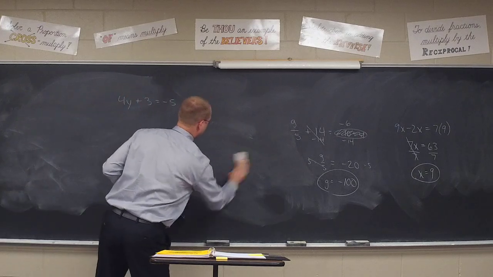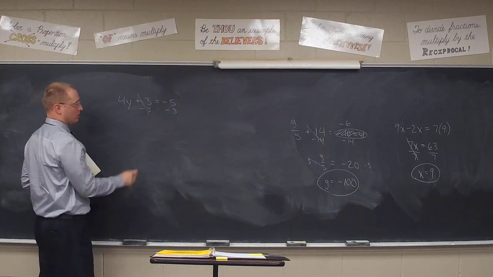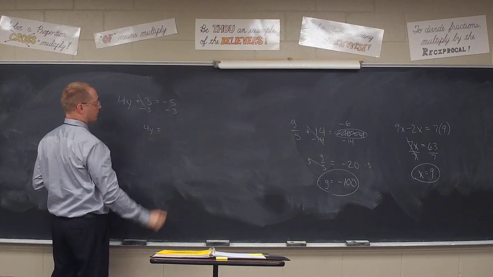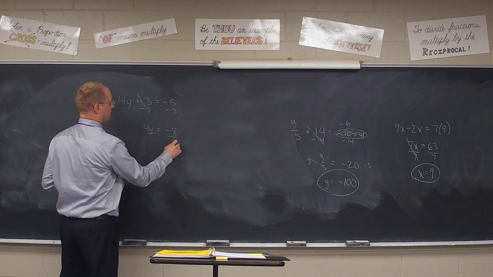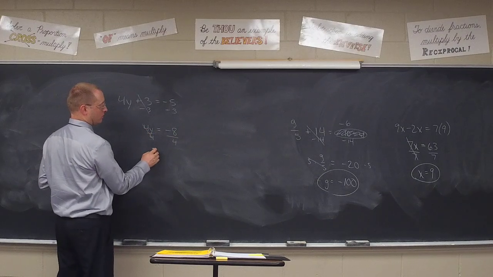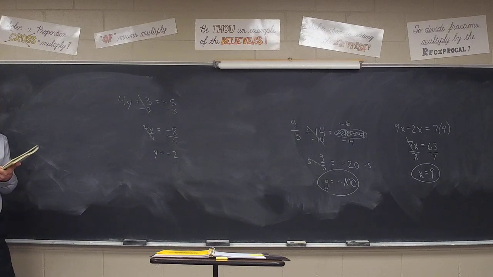Put a negative 3 on each side. Excellent. I like the way you said that. And then you have to add the negative 5 and negative 3 to get negative 8. Perfect. And then you got to divide by 4 on both sides to get y equals negative 2. Excellent job. How many have the same answer for number 9?